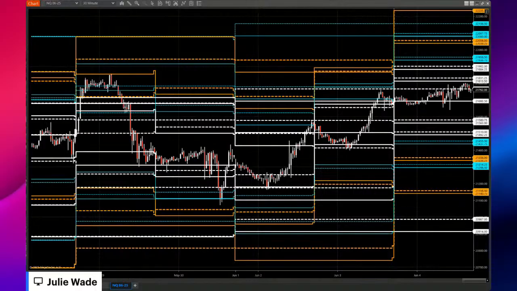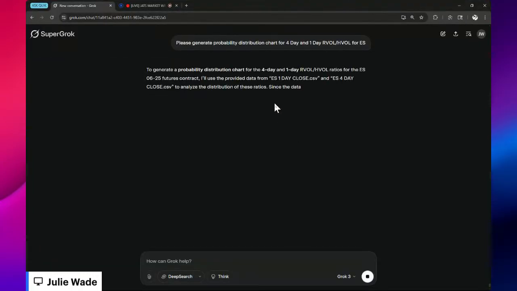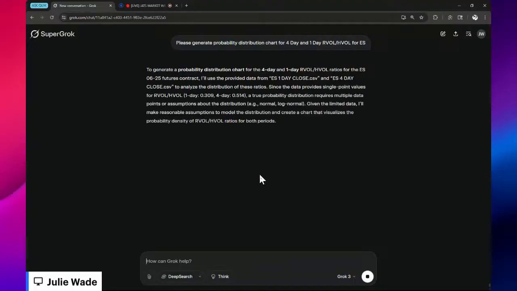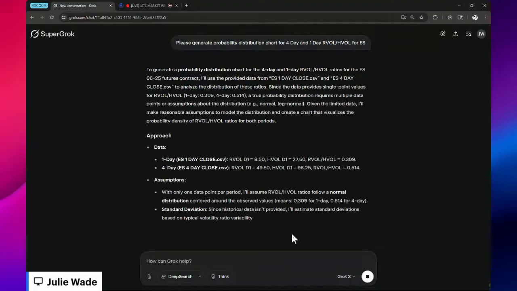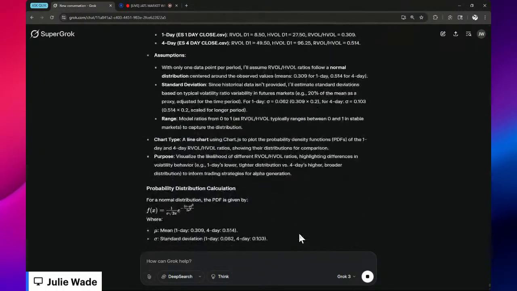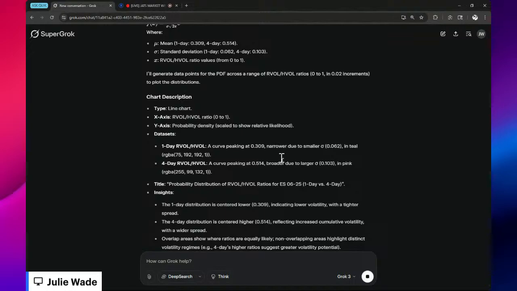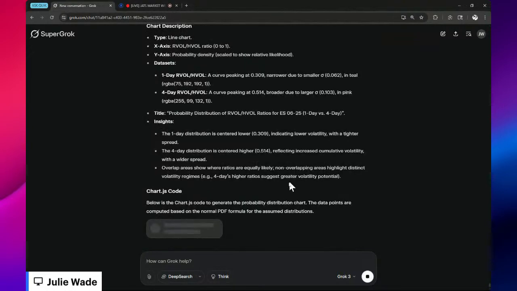Let me see what it gives me. I just asked it to generate the ratios for the 4-day and 1-day RVol to HVol. And it will start running the calcs and generate the probability distribution. It just takes a few seconds. Here it goes.